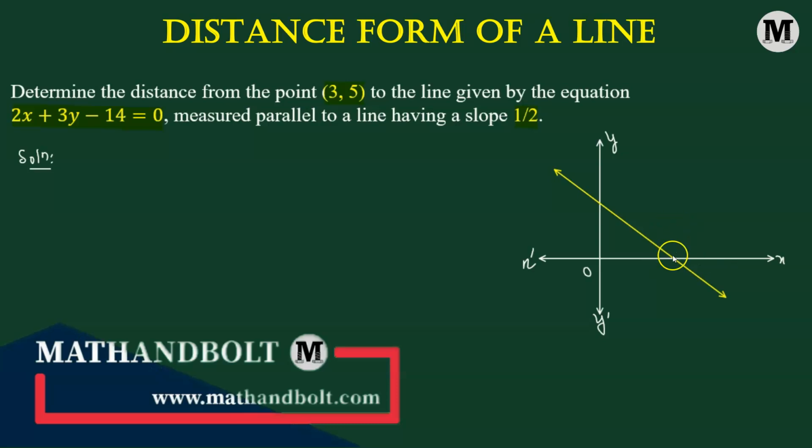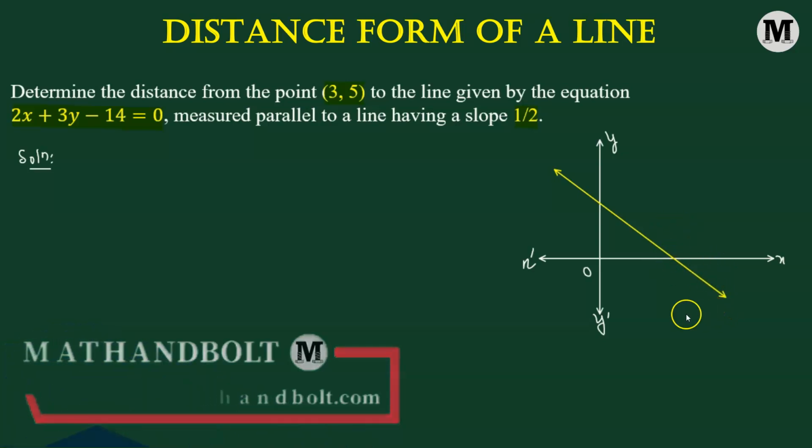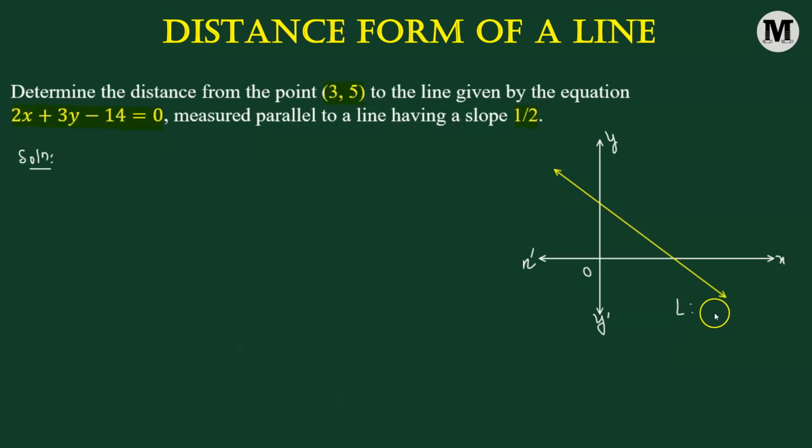Now here we have the xy coordinate plane and we have a line L whose equation is given to us. So that's 2x + 3y - 14 = 0. Then we also have another point. Let this point be (3, 5), which we're denoting by A. So here our task will be to determine the distance between this point and the line L.